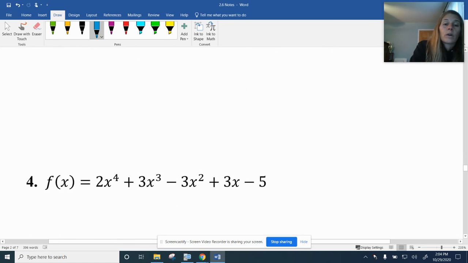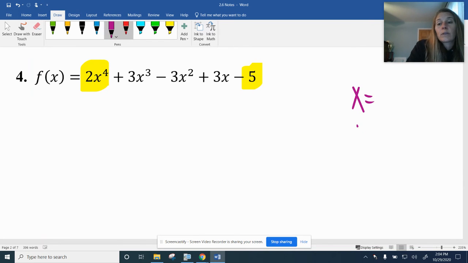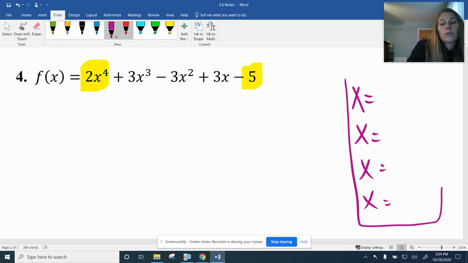Okay, and then one more of these problems. Now this time we have an x to the 4th. So we are going to need 4 solutions for this one. Hopefully all 4 will be visible as x-intercepts on our graph.